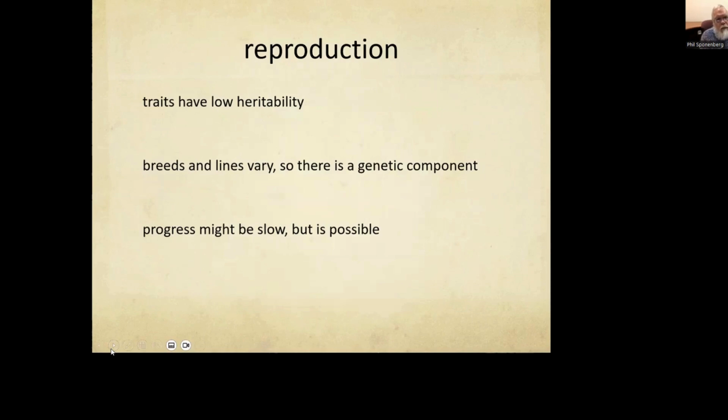So reproduction in general, those traits have low heritability. And what that means is that the additive genetic component usually is relatively low, but we also know that breeds and lines vary in their level of reproduction. So we know that there is a genetic component, and we know that you can select for that. And we know that over time, you can make that fairly uniform throughout the entire breed or throughout the entire population. So the key here is that progress might be slow, but it is possible.